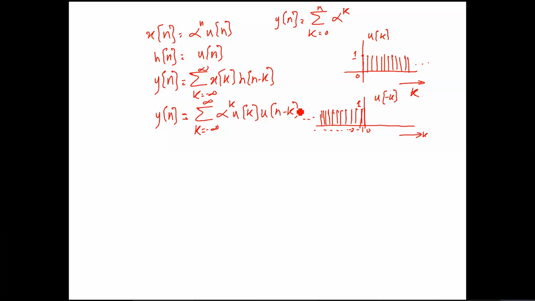Now u of n minus k. We know that if this was the k axis, then k minus 1 will be this thing shifted right by 1, and k minus 2 will be this thing shifted right by 2. K plus 1 will be shifted left by 1, and k plus 2 will be shifted left by 2 units. But if instead of k minus 1 we have minus k minus 1, then the effect is opposite. Instead of shifting right, it will be shifting left.